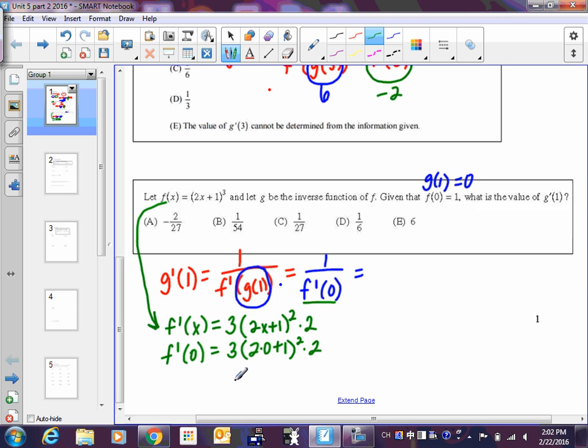Because this is multiple choice, we do need to simplify. So what do we get? Yeah, 6. D.